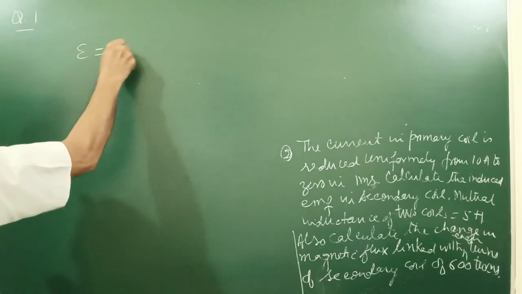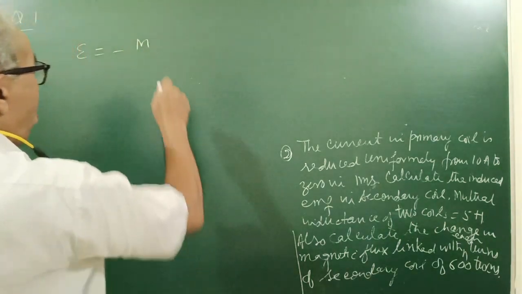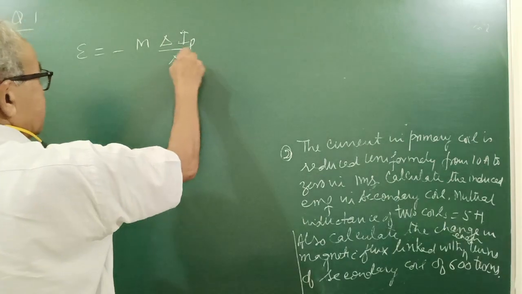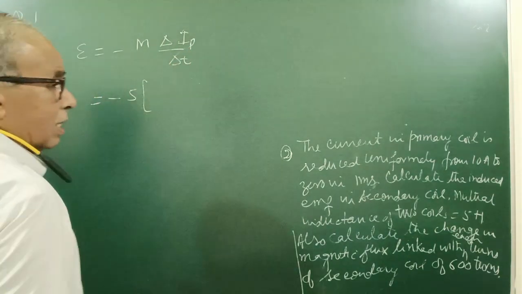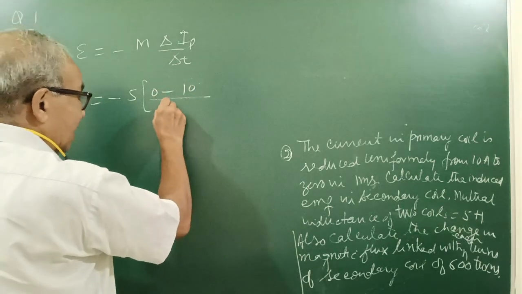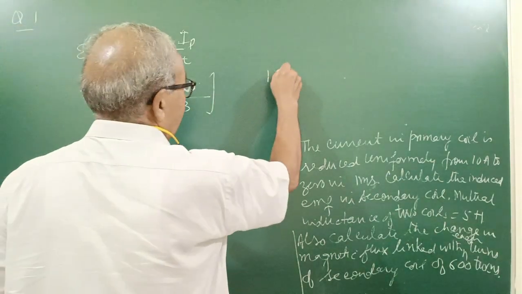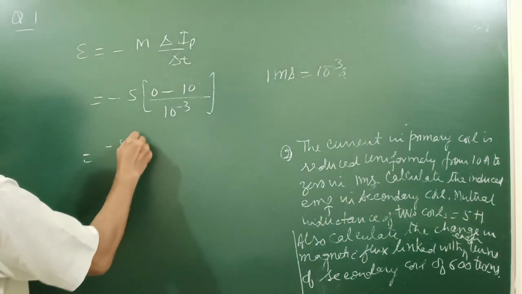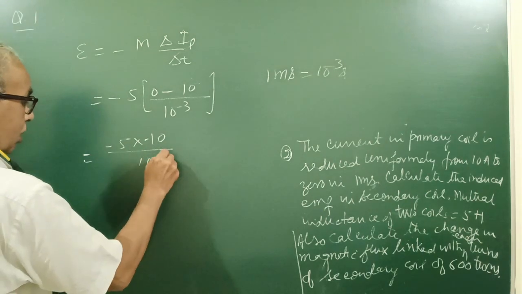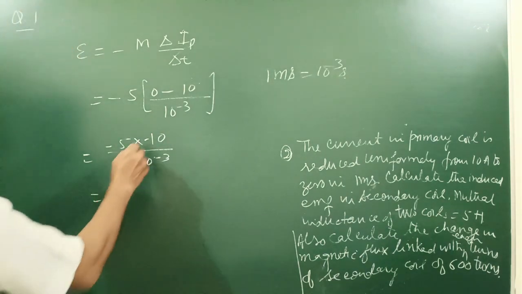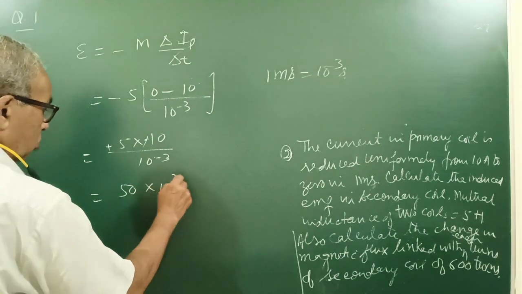So again, E is equal to minus M delta I_P upon delta T. So E equals minus 5 times delta I_P, which is 0 minus 10, upon 1 millisecond, that is 10 to the power minus 3 second. Milli is 10 to the power minus 3. So it is minus 5 into minus 10 upon 10 to the power minus 3. So how much? 50 into 10 to the power 3 volt, 50,000 volt.